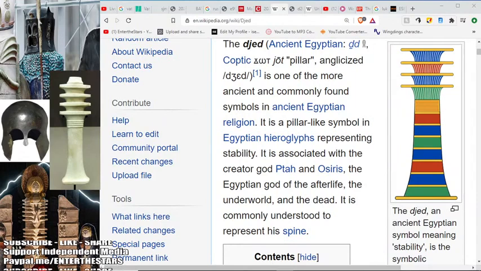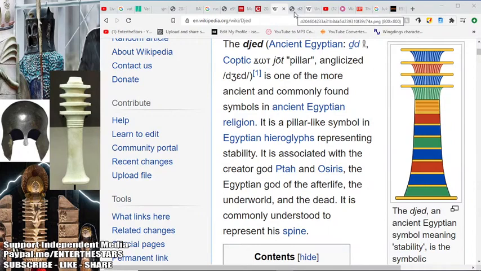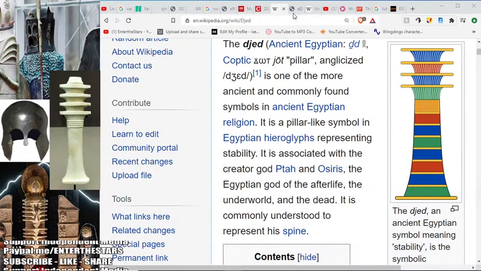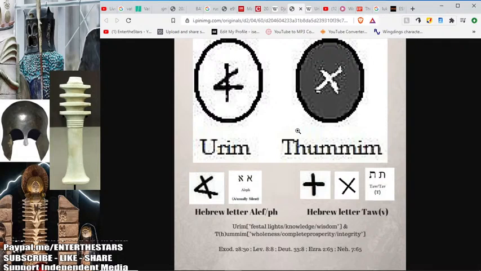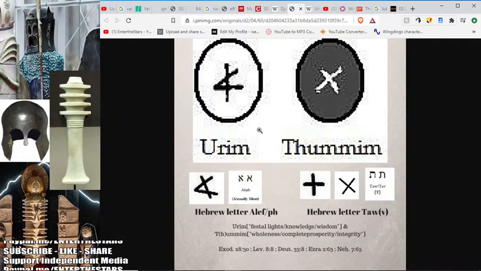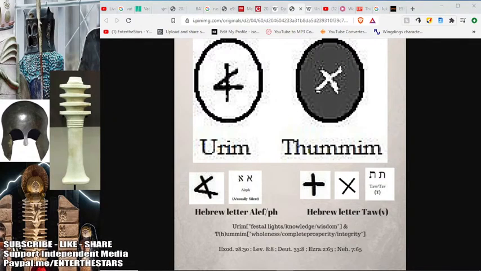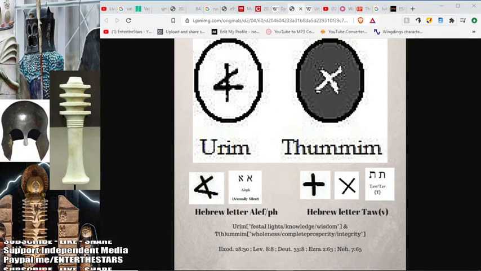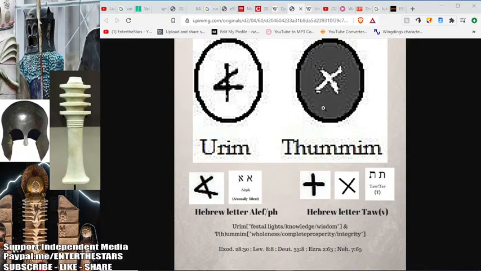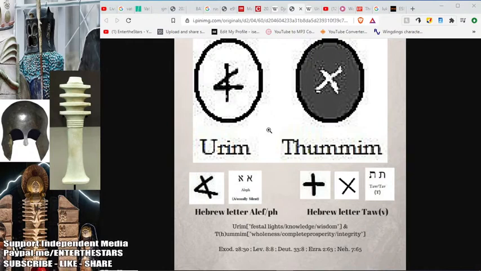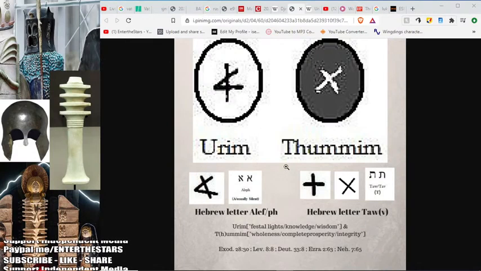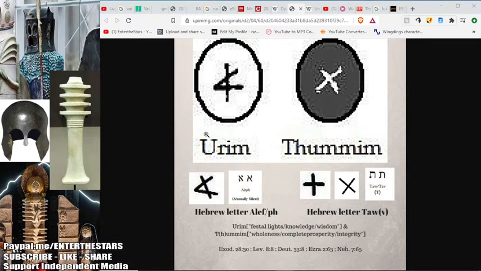So, back to Solomon. Well, there were what are called stones of light and perfection. Urim and Thummim. Now, it's weird because Uma Thurman was named after this. Now, of course, Hollywood, they love to do knockoffs of what God does that is good. But these two objects are mentioned in the Old Testament. We're going to read about them. Urim and Thummim. And they are called the stones of light and perfection.